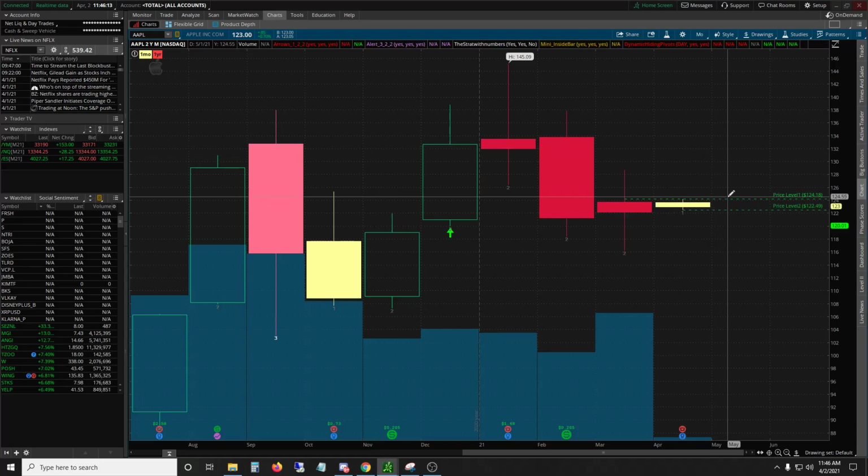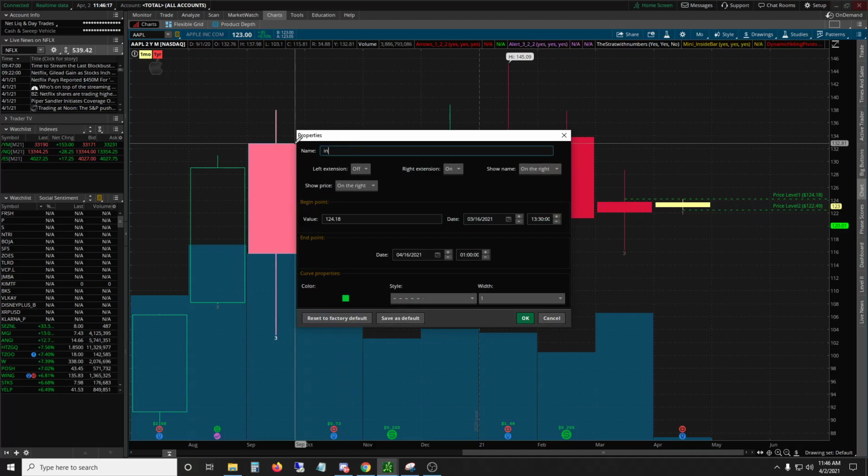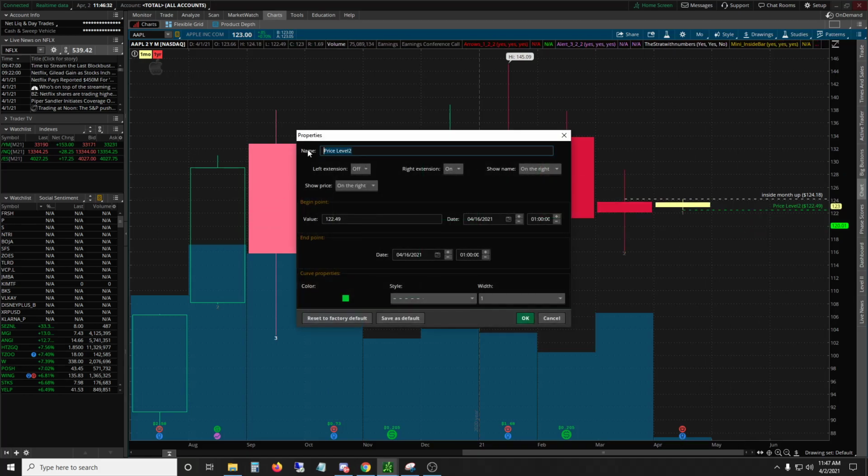Snap it to here, and then I'll come in here and do edit, and I'll put inside month up. I change that to white. Copy this, Control C, do the same thing here, but it would be inside month down. Control V, down, change that one to white.